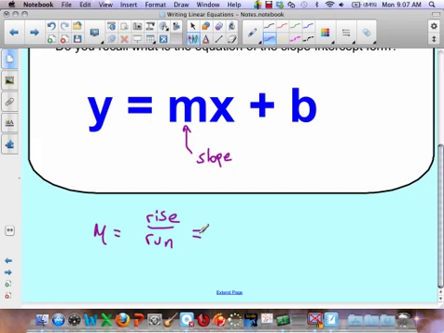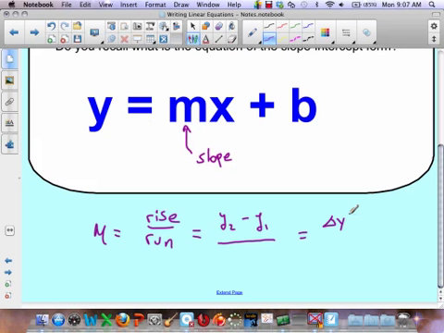Okay, so it'd be y2 minus y1 over x2 minus x1. So the y2 minus y1 gives me my rise. We would also call it the change in y. That's what the triangle means there. When you get into sciences, the triangle means delta. And delta means change. So the change in y.